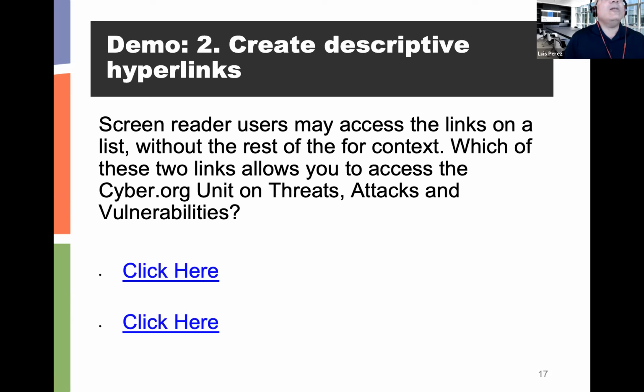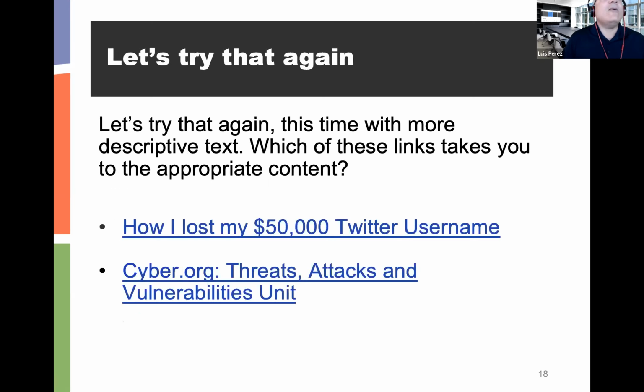So instead, what we want to do, in the next example here, now I have made those two links, the two links that in the previous example just said "click here," more descriptive. I've selected some text, and then I've made that text the hyperlink. So now I can tell here that the second link is the one that I want to follow. That has that cyber.org lesson on threats, attacks, and vulnerabilities, whereas the other link points to an article on Medium on how I lost my $50,000 Twitter username.